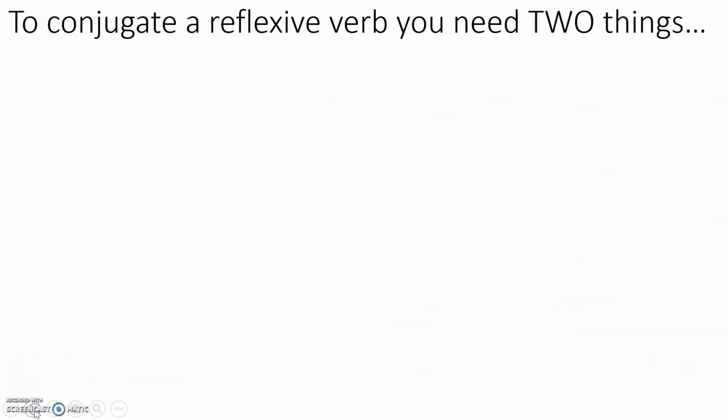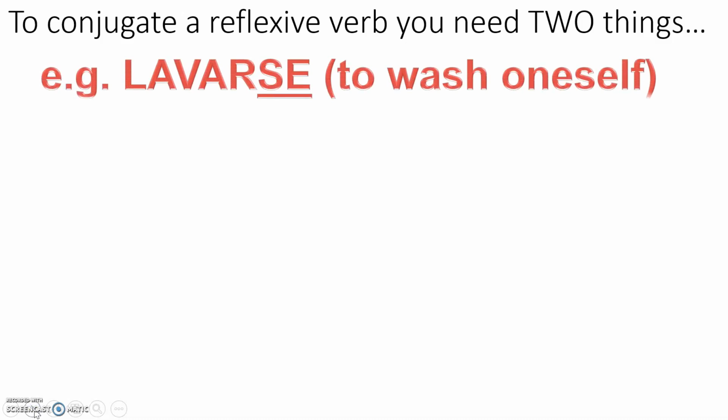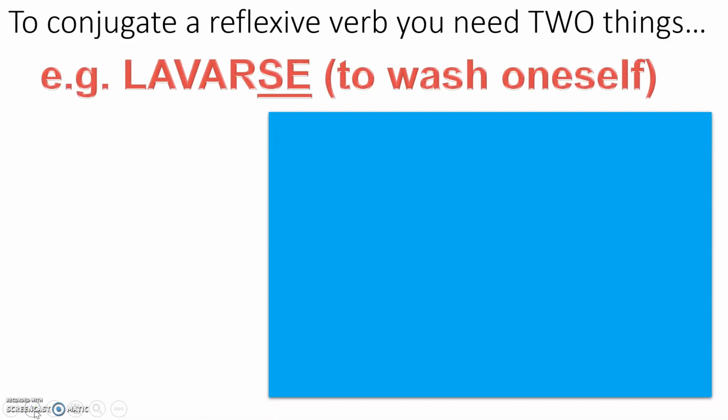Now, to conjugate a reflexive verb, you actually need two things. Let's take a look at the verb lavarse, to wash oneself. The first thing that we do is we form the verb, we conjugate the verb just as normal. So ignore the se on the end of it. What group of verbs does lavarse belong to? That's right, it's an AR verb. So let's conjugate that AR verb as usual.